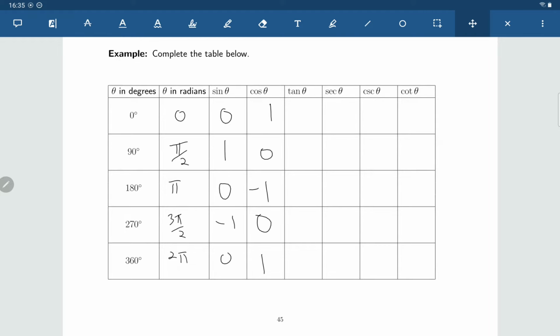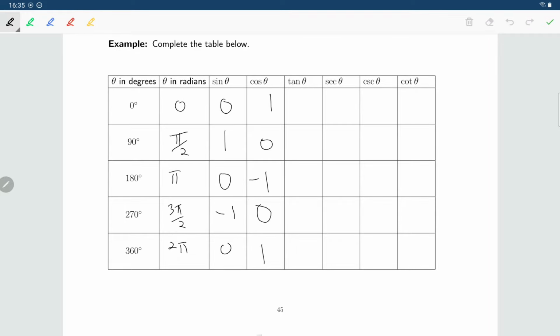For the other 4 trig functions, they're easy enough to find, tangent being y divided by x. And of course, if tangent is y over x, here y is the same thing as sine of theta, and x is the same thing as cos of theta. So that means for tangent, we just have to take the sine value over the cosine value.